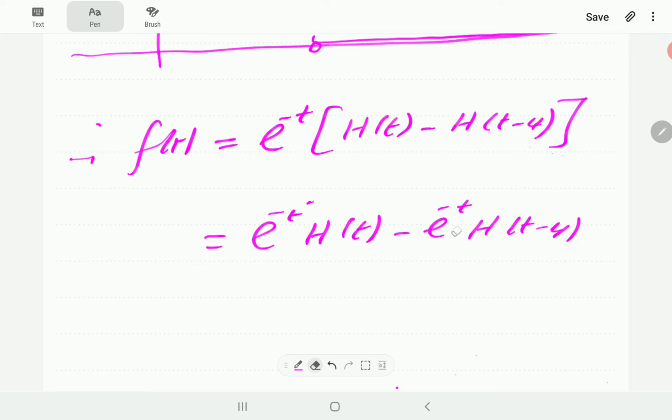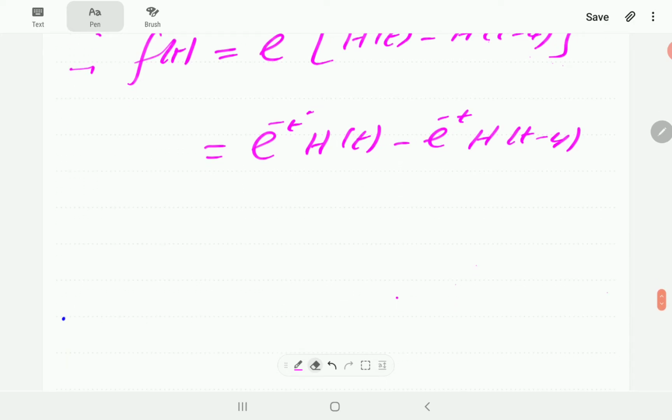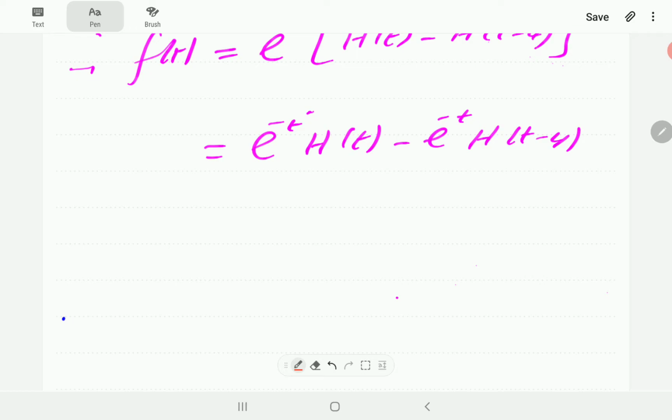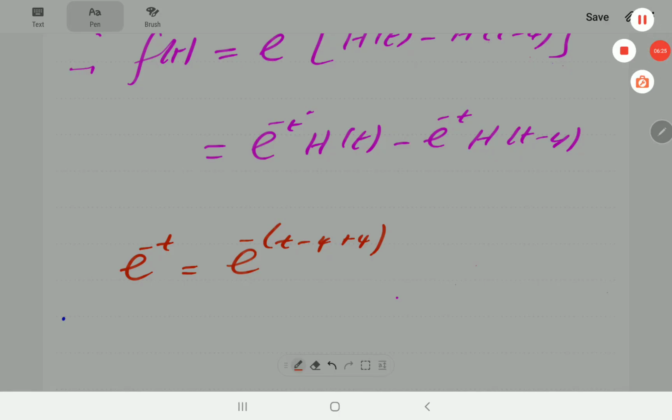So we need to work this function with this function here, so that we've got t minus 4 in that exponent. So what we are going to do is manipulate this algebraically. So we've got e to the minus t. We are going to write it as e to the minus (t minus 4 plus 4). E to the minus 4 plus 4.